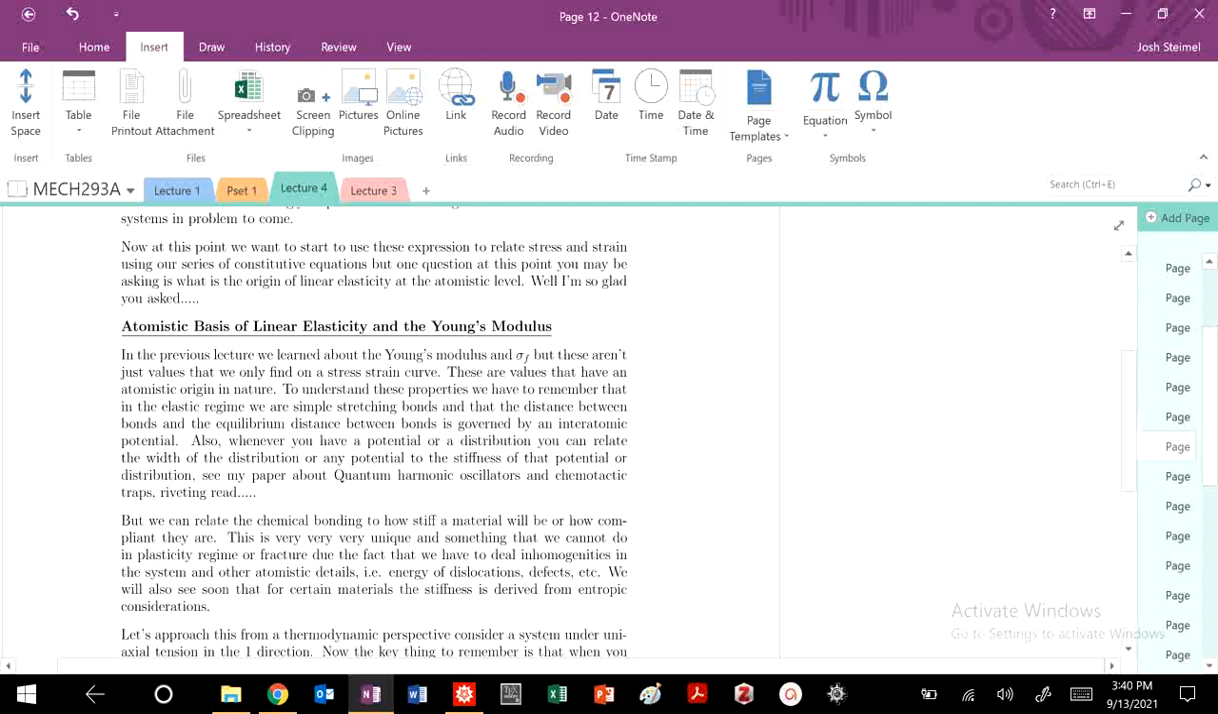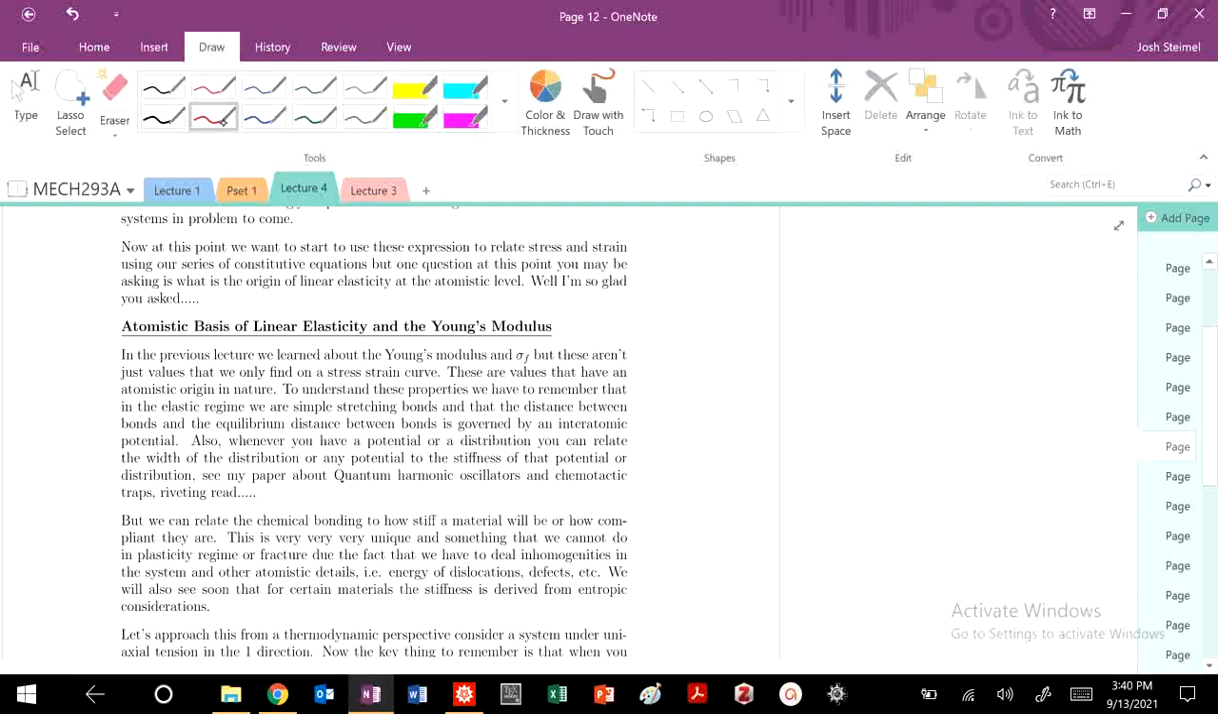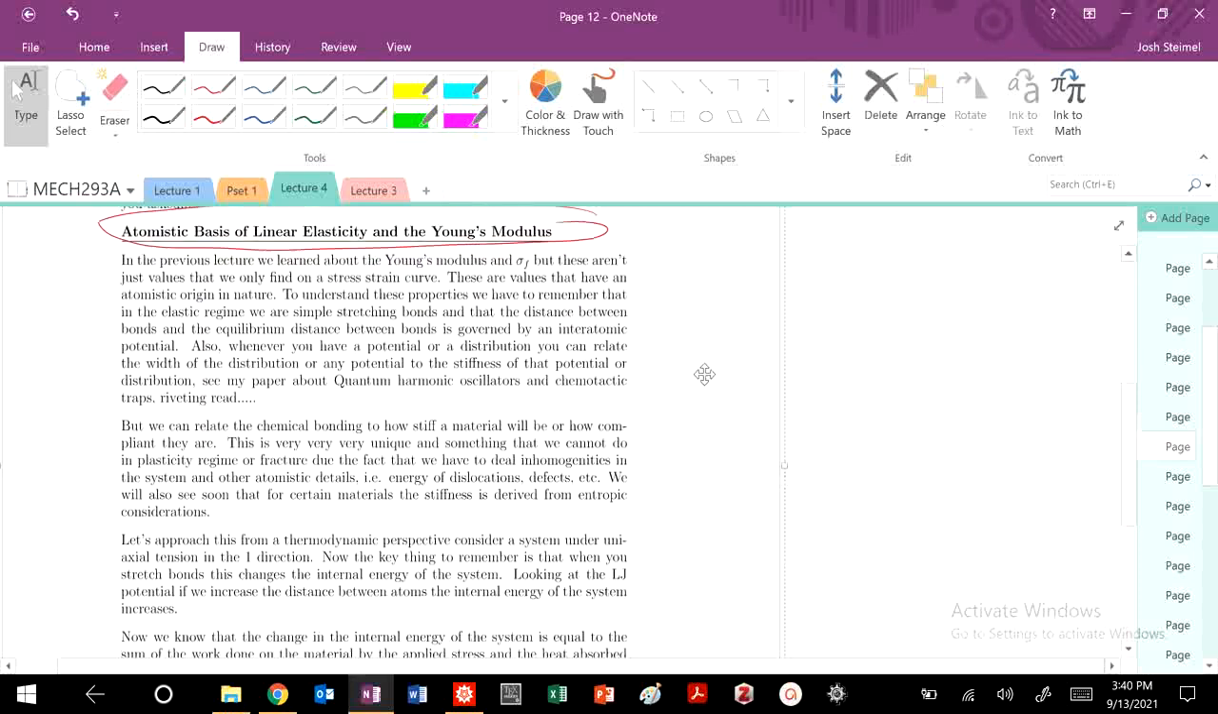Hi everyone, today we are going to get into a very cool and fun topic, which is the atomistic basis of linear elasticity and Young's modulus. So we've learned about all these different properties in our elastic regime: Young's modulus, the stress at failure, although stress at failure is a little different one. But anyways, Young's modulus specifically. And these aren't just values in the stress-strain curve.